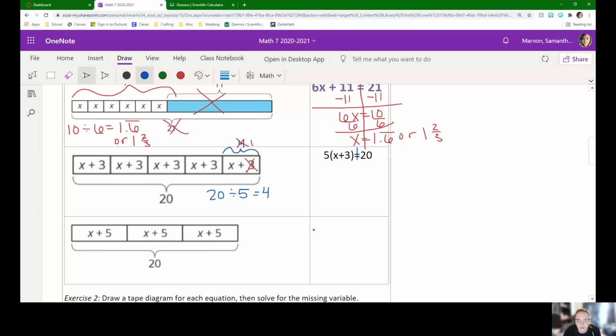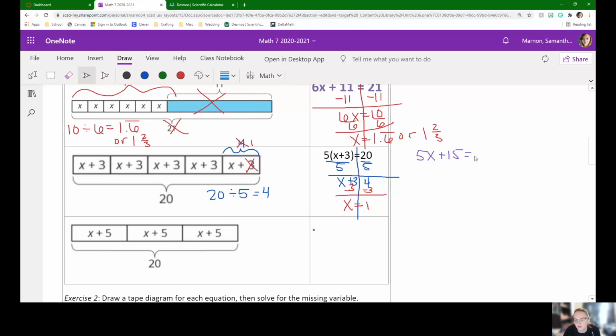So if we wanted to show the same thing over here, first thing we did was we divided by the 5 groups. Then we found out that we just had x plus 3 is 4. That's when we then subtracted the 3, and we found out that x is equal to 1. Now, some of you might have seen that there is another way to do this. So instead of this equation, maybe you had something that looked like this.